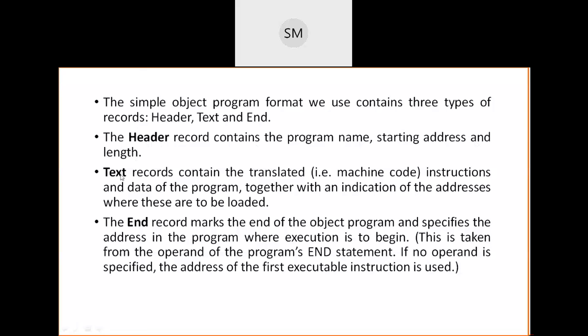And in text record, what should we write? In text record, we should write the machine code, which is nothing but your object codes. Translated instructions are nothing but machine code. That is the last column of your program in your textbook, the object code column. Those object codes you have already generated, we should keep on listing in this text record.